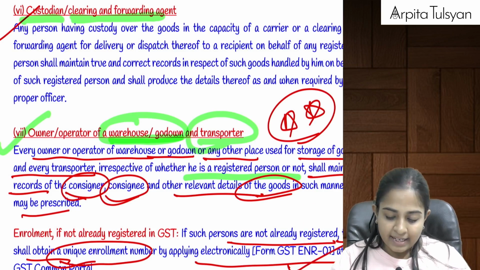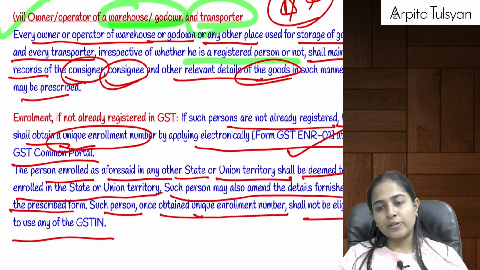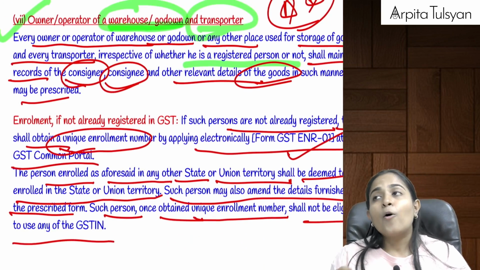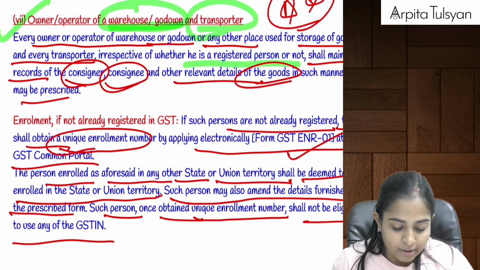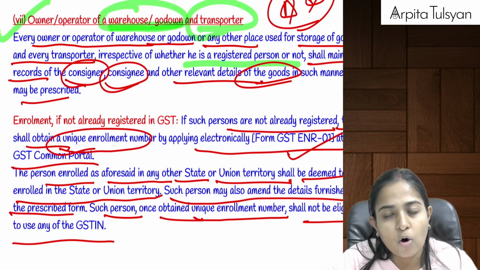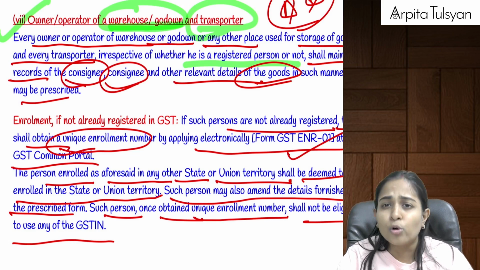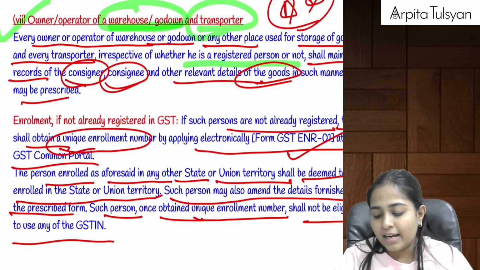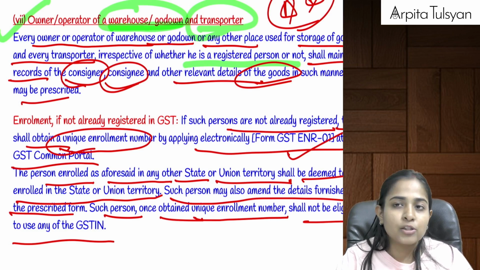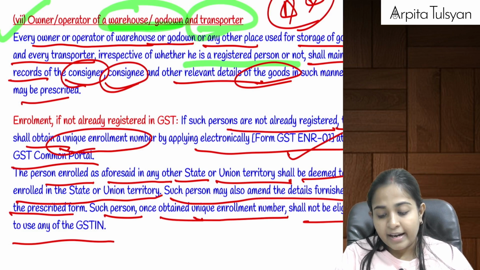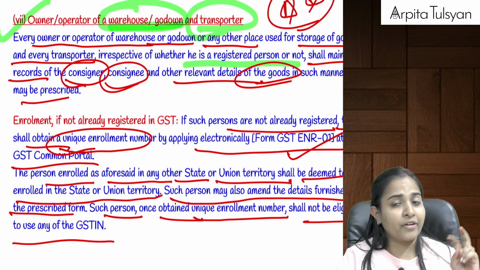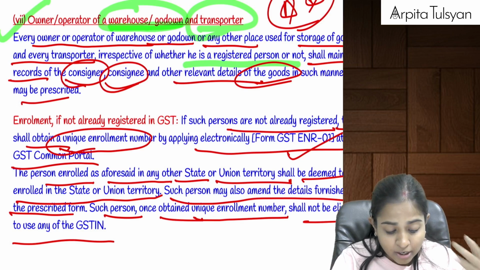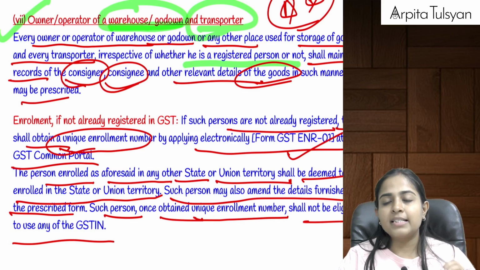He will have to maintain a detail of all such things. Next one, again important: the owner and operator of a godown or a warehouse, or a transporter. Every owner or operator of a warehouse, godown, cold storage, etc. is required to maintain the details of storage of goods. Similarly, every transporter, whether registered or not, doesn't matter.